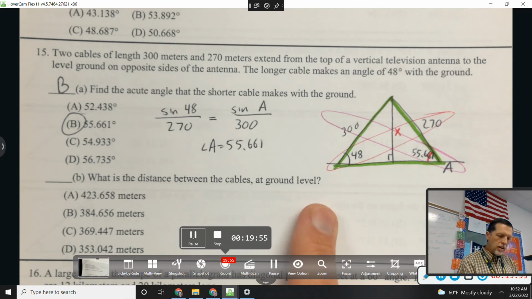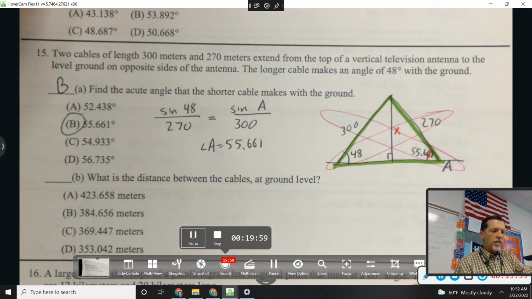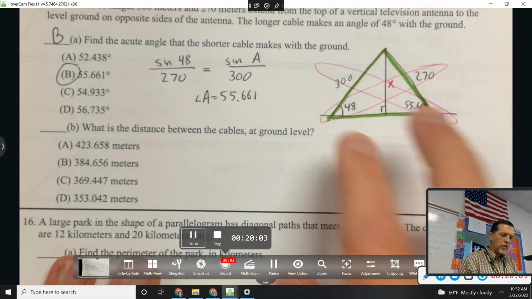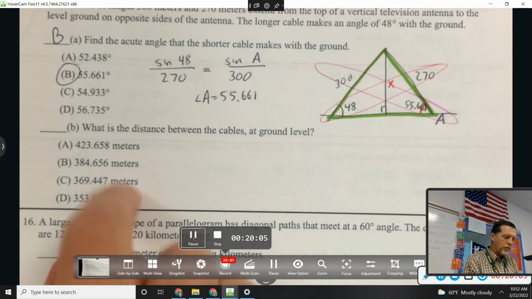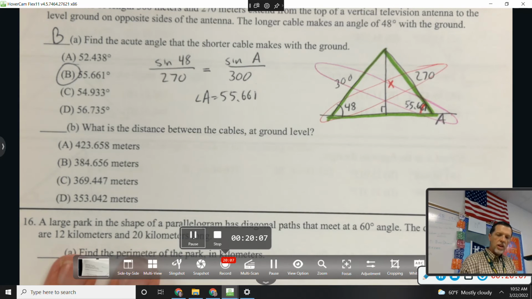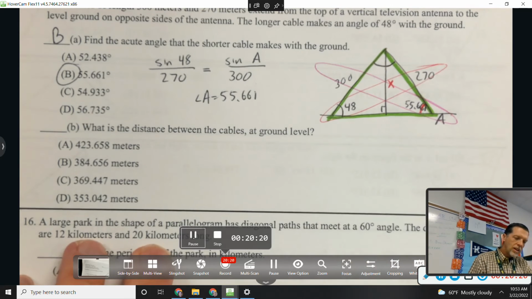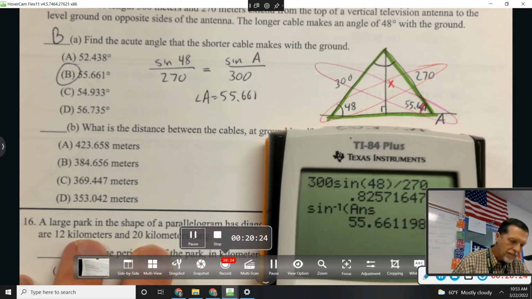Oh, wait a minute, I think we could do... Do you want to separate and do two small triangles, or can we just go big triangle for question B? What do we need? I agree with you, but there's one more thing we need to use the big triangle. The last angle. We need that top angle, the full angle. Is there a way we could get that angle? Yeah, 180 minus the other two.